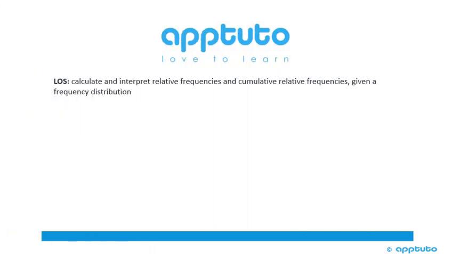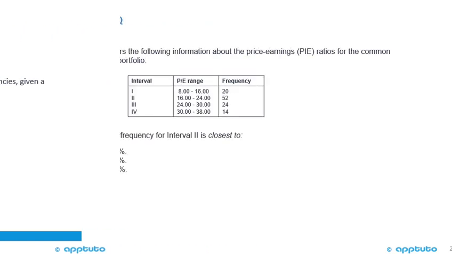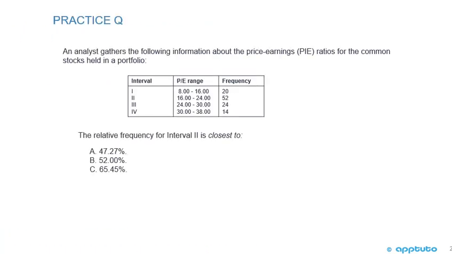This LOS is to calculate and interpret relative frequencies and cumulative relative frequencies given a frequency distribution. A good way to illustrate the calculation for a relative frequency is to just do a practice question.